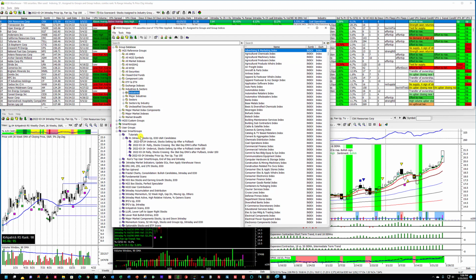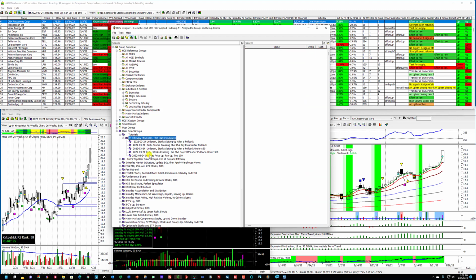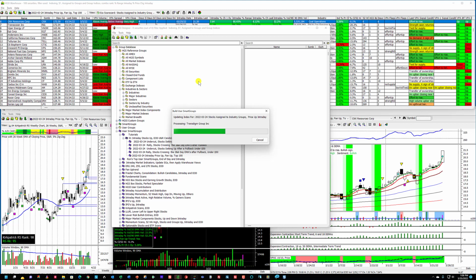Now I'm going to go down. What I'm going to do is update these groups right here, but I have to update all of my smart groups, so I'll go under Tools and select Rebuild User Smart Groups. Now I've got a lot of smart groups because I do a lot of experimentation, so it takes a few seconds to do this, but not too long.